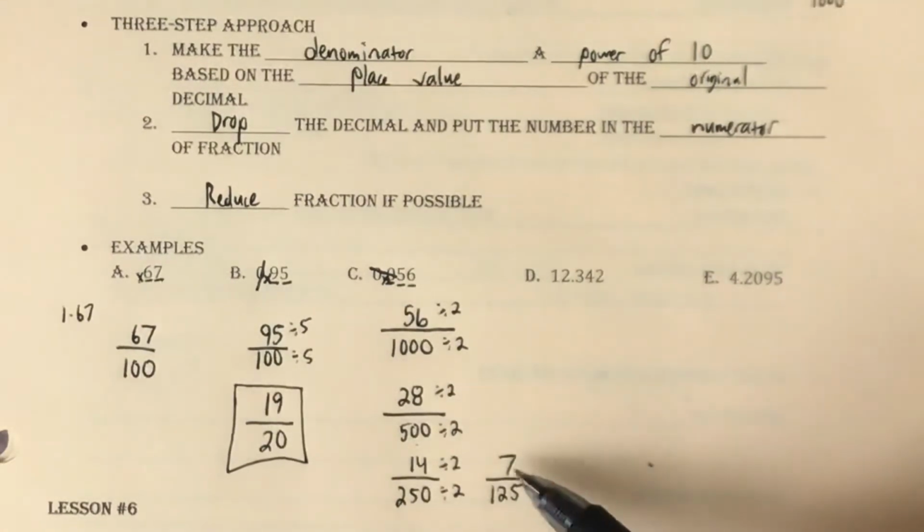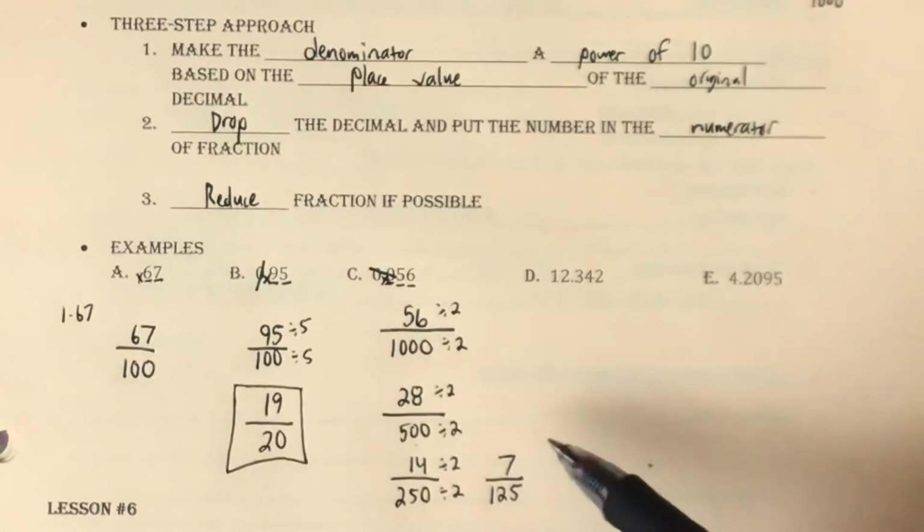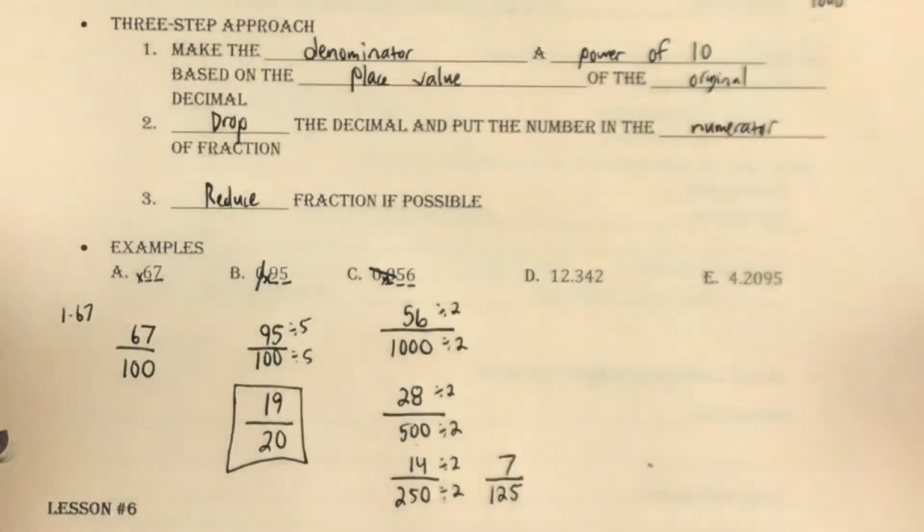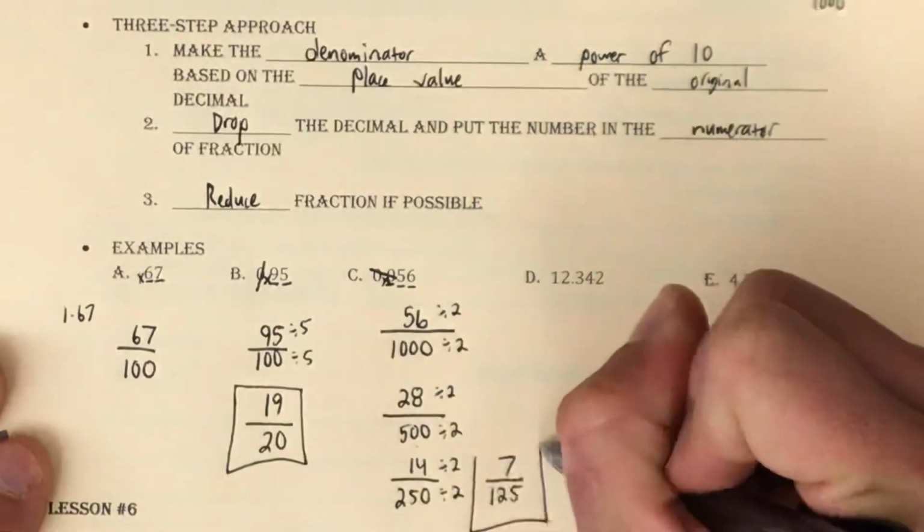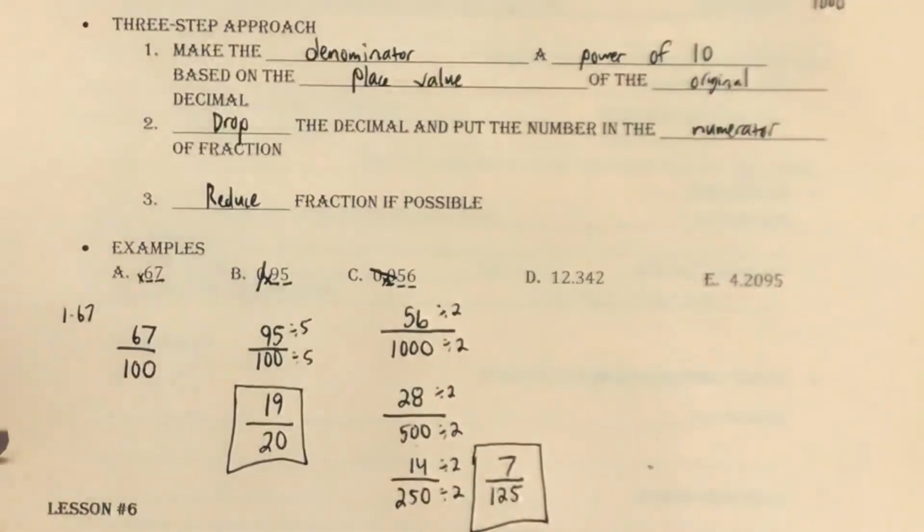All right, 7, the only factors of it are 1 and 7. So unless 7 goes into 125, which it doesn't, there are no more factors left. So here is my most simple form of that fraction.